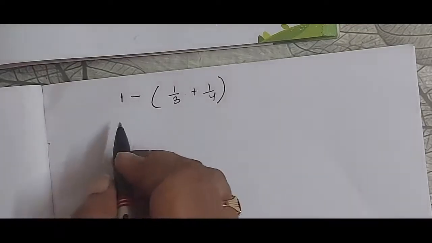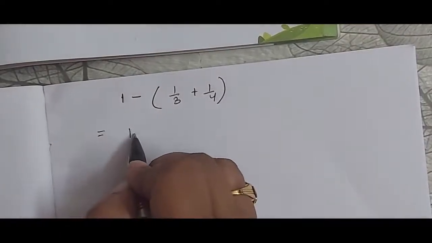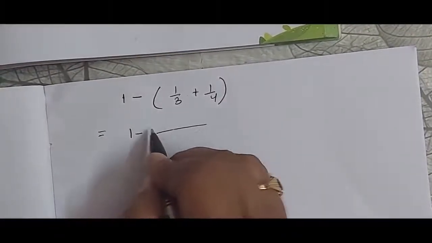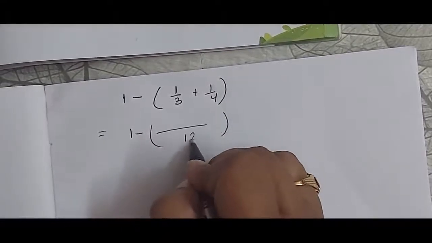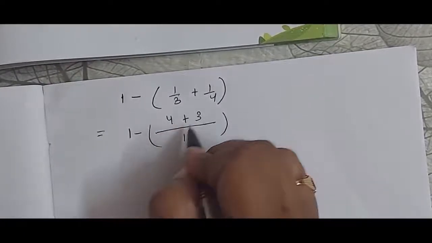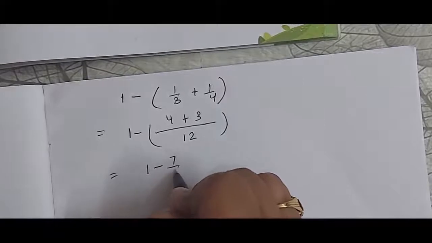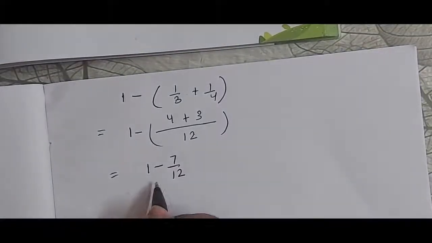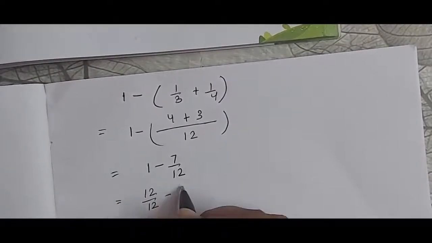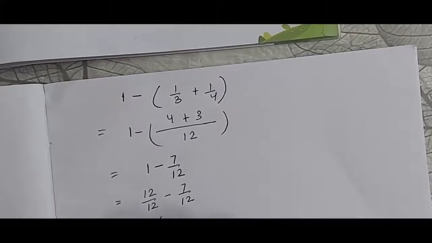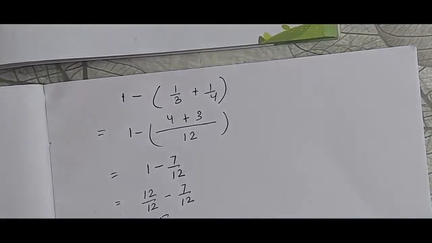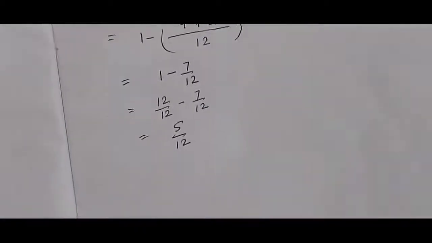So how can we write? This is equal to 1 minus, let us add these two. So you will get 12 as the common denominator. 12 divided by 3, 4 ones are 4, plus 3, that is equal to 1 minus 7/12. Now you can write 1 as 12/12 minus 7/12, that is equal to 5/12. So in this way we are going to solve this numerical expression.